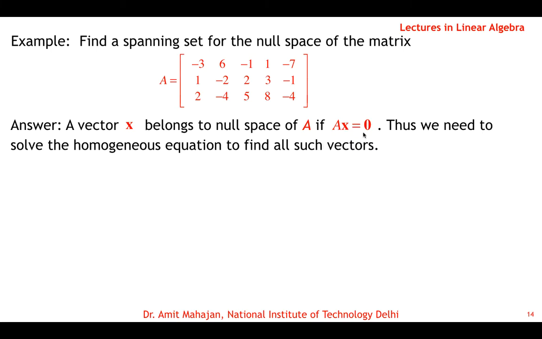We know how to solve the homogeneous system. We take the augmented matrix and reduce it to an equivalent form. So write the augmented matrix [A | 0]. A is this matrix and 0 is the right hand side, this vector, which is 0 0 0.